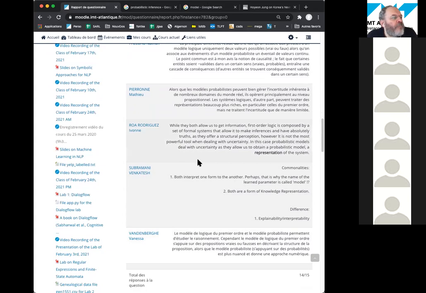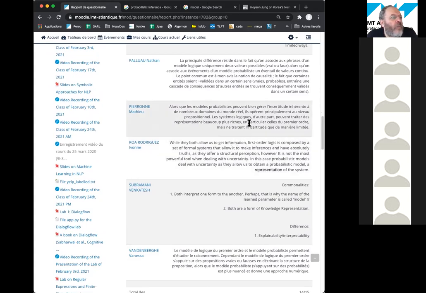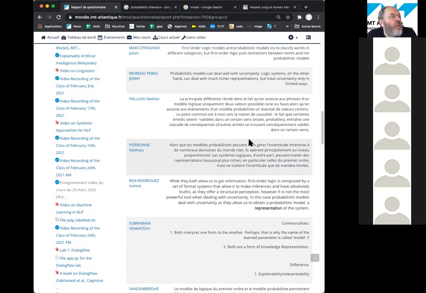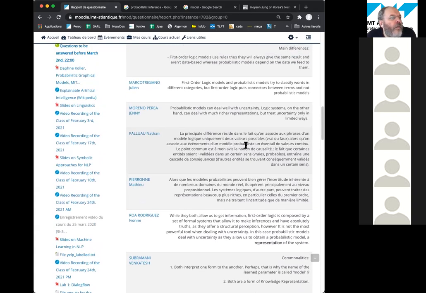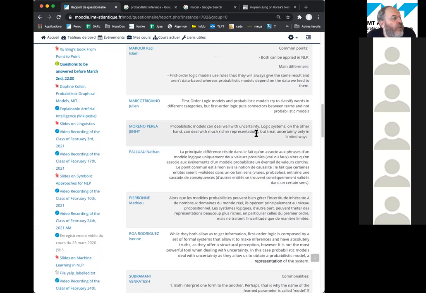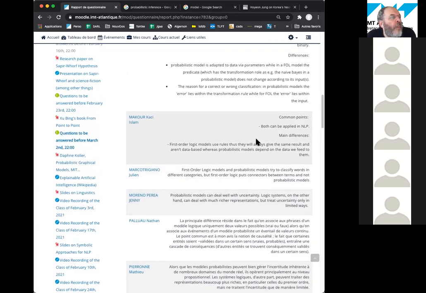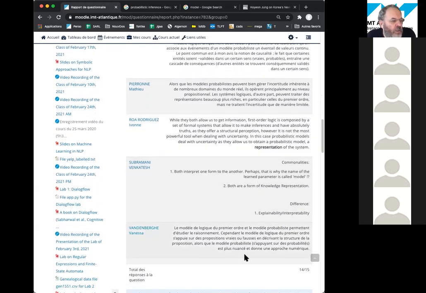For example, Mathieu says les systèmes logiques peuvent traiter de représentations beaucoup plus riches, much richer representations, Jenny. Some of you say that probabilistic models, here Vanessa says, le modèle probabiliste donne une approche numérique. Well, that's not always true.